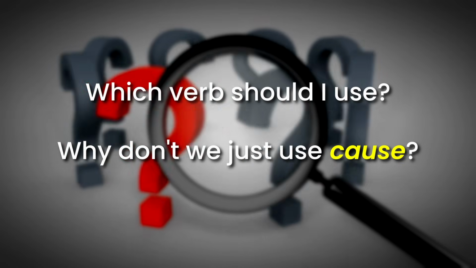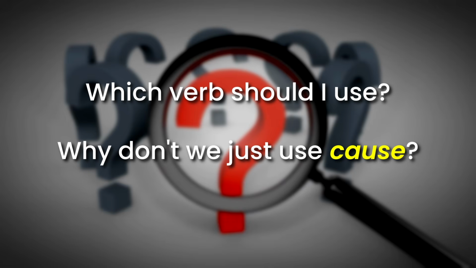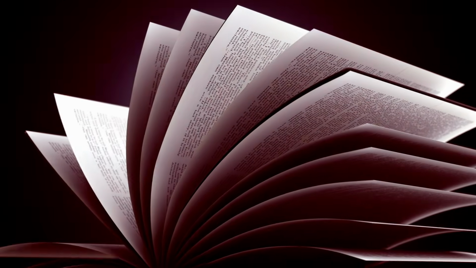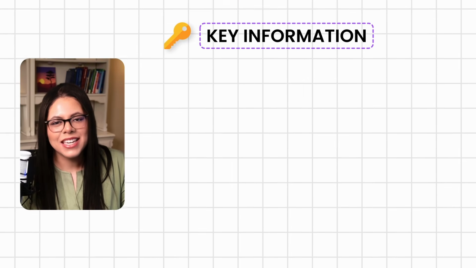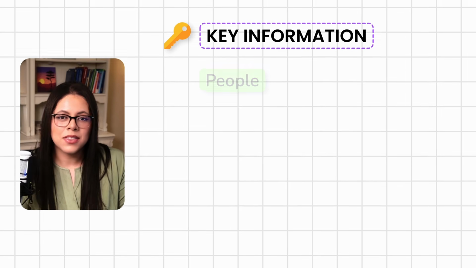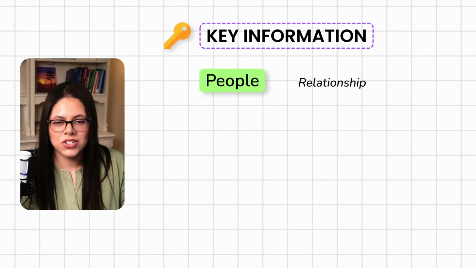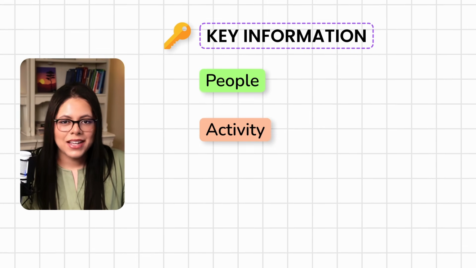And why don't we just use the verb cause? Well, it's complicated. In real-life situations, each verb has a very specific feeling, and textbooks cannot fully describe this feeling. We have to consider some key information about the people and their relationship, the type of activity.